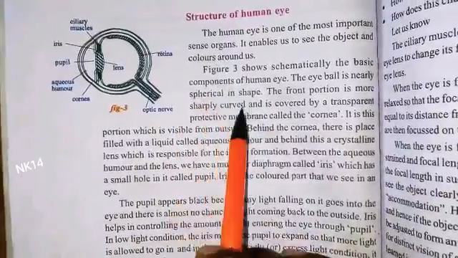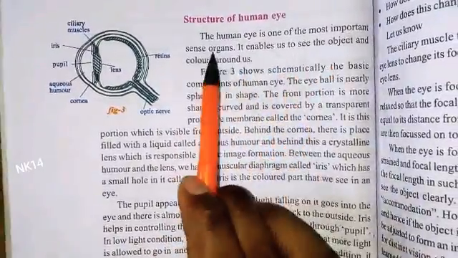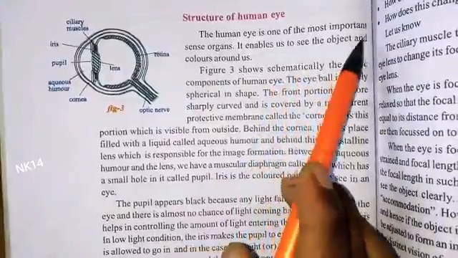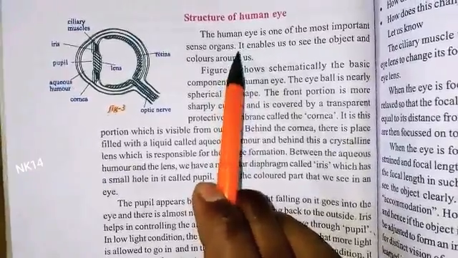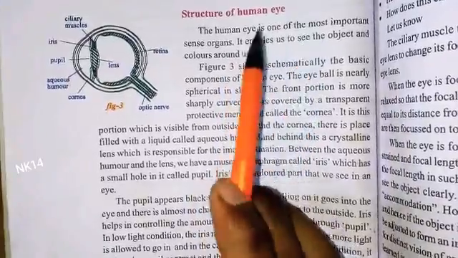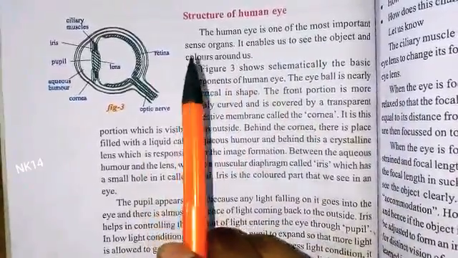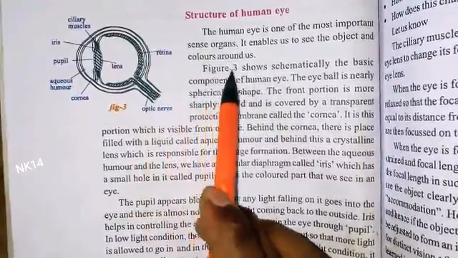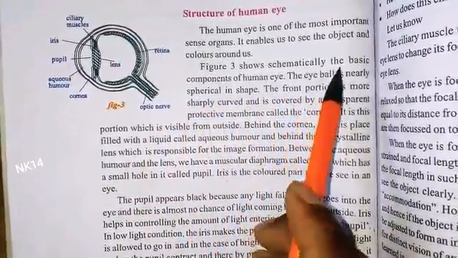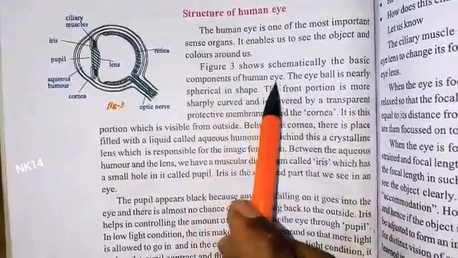So coming to our topic, the human eye is one of the most important sense organs. It enables us to see the objects and colors around us. So we know this point. The human eye is one of the important sense organs and it makes us see the objects and colors around us. Figure 3 shows schematically the basic components of the human eye.